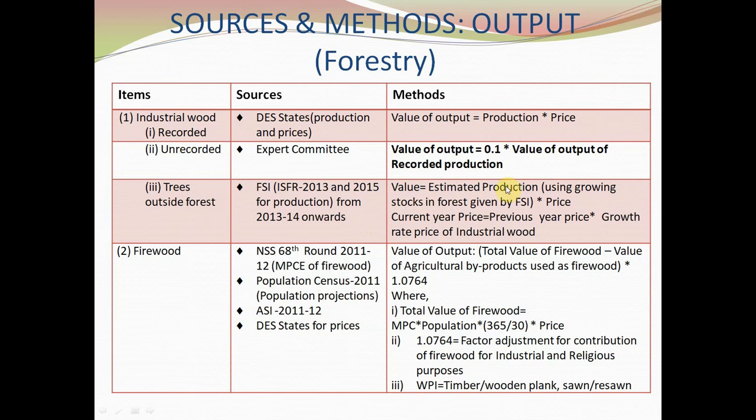Total value is estimated production, which is by using growing stock in forest given by Forest Survey of India into price, and current year price is calculated as previous year price into growth rate price of industrial wood.